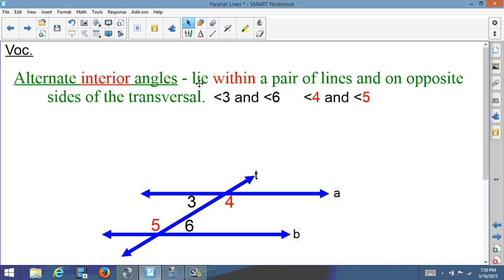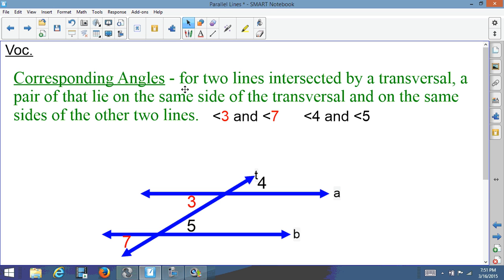Those are angles which lie within a pair of lines and are on opposite sides of the transversal. For example, angle 3 and 6. So notice 3 and 6, they're safely tucked inside lines A and B, and they're on the opposite sides of line T, the transversal. Angles 4 and 5, notice they're on the opposite sides. They're tucked away safely inside lines A and B, and they are on the opposite sides of line T, the transversal.